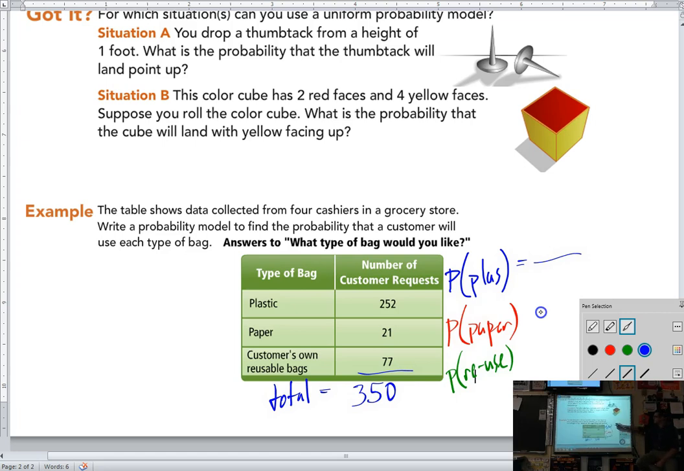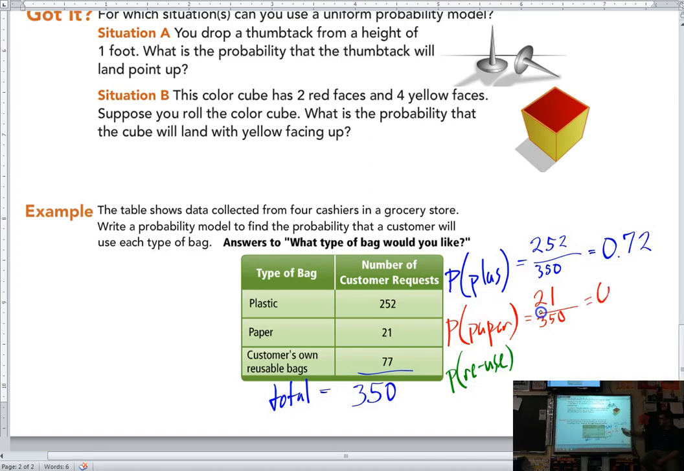So, Sam, for plastic, we do 252 over 350. What'd you get for that as a decimal? Almost 25 over 35. It's very close. 0.72. Sure. So then if I look at the probability of paper, Anish, what do I set up there for probability of paper? 21 over 350. Ah, 21 over 350. Which actually both of those could reduce by 7 if we felt like it, but we don't have to. That comes out to be 0.06.